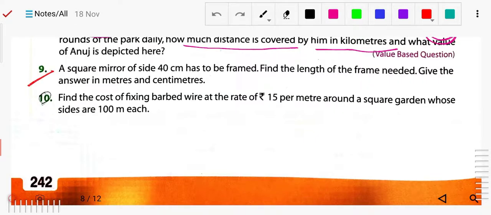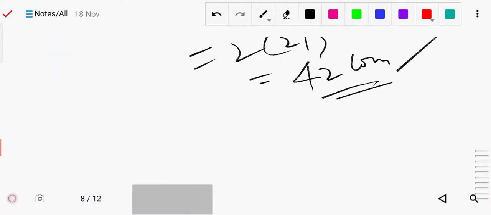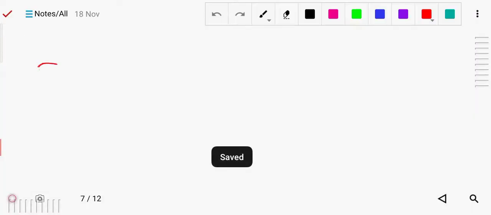Now question number 9. A square mirror of 40 centimeter is to be framed. Find the length of the frame needed, give the answer in meter and centimeter. So there is a square mirror, its side is 40 centimeter, find the length of the frame that should be fitted. This question number 9 is very easy, you can do it by yourself.